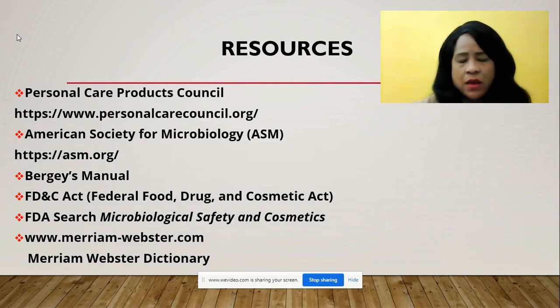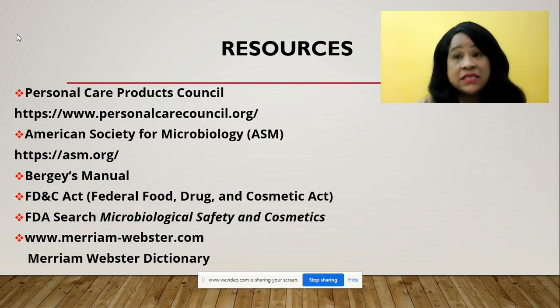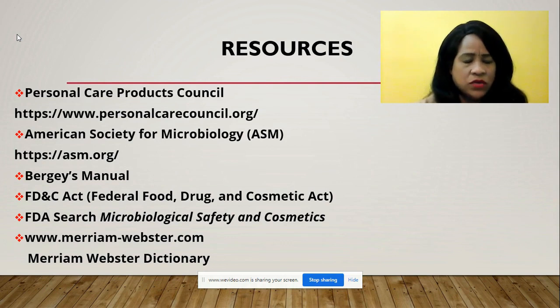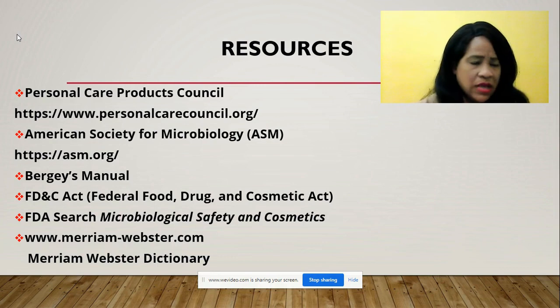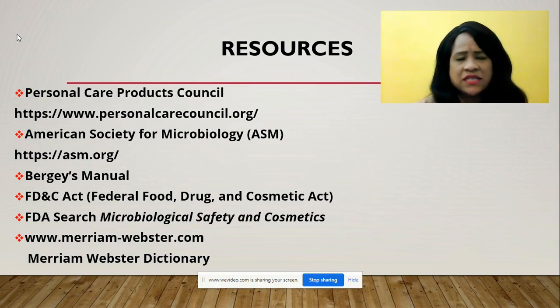The Personal Care Product Council, you can just Google these and you will come up with their websites. The American Society for Microbiology, which is known as ASM, Burgess Manual, FD&C Act, which is the Federal Food, Drug, and Cosmetic Act. You can also do an FDA search for microbiological safety and cosmetics. And also, I use the Merriam-Webster Online Dictionary.